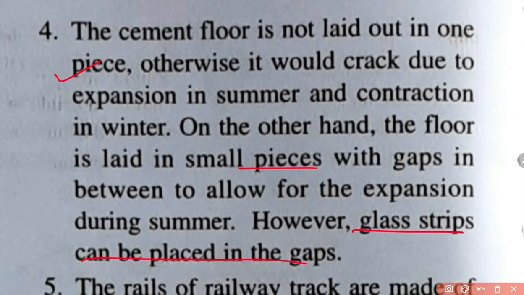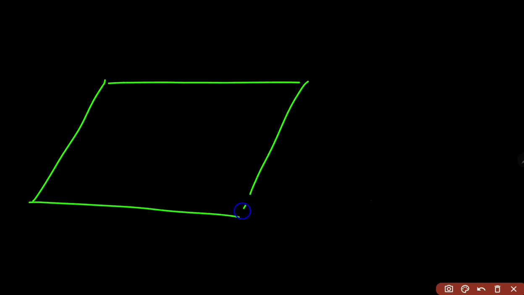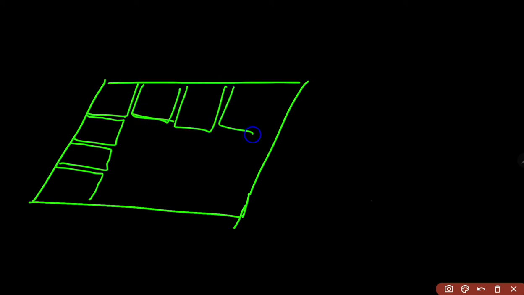Let us try to understand this point also. Let us consider a floor such that it is a solid floor. Because of expansion in summer and contraction in winter, it might develop some kind of crack. But if the same floor is made from concrete tiles, small gaps can be placed in between the concrete tiles, and this gap might be filled with glass. So slowly we can fit the concrete tiles.